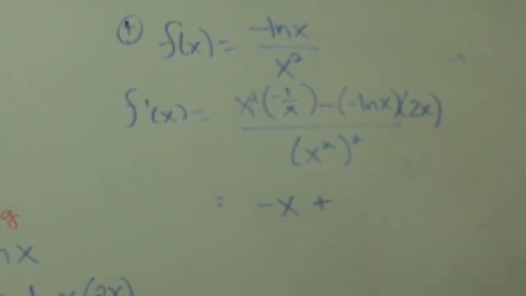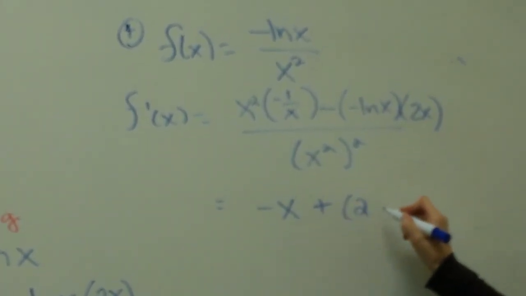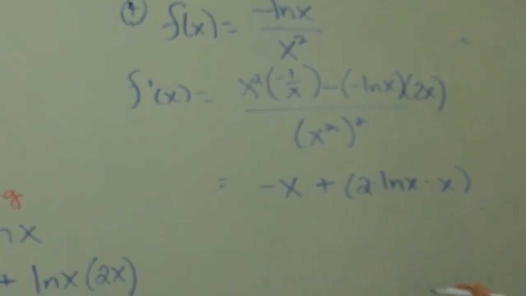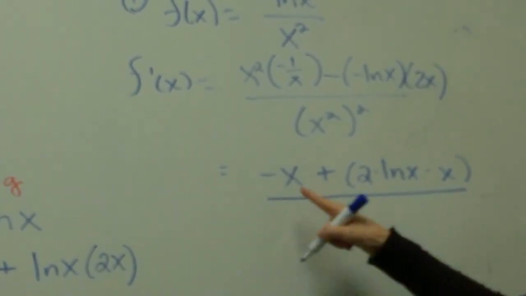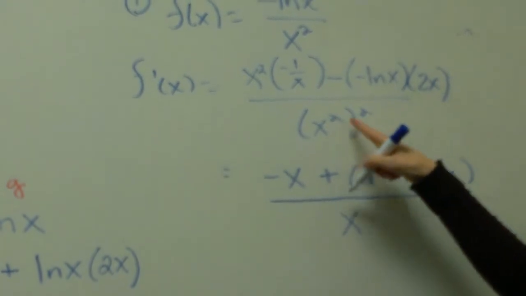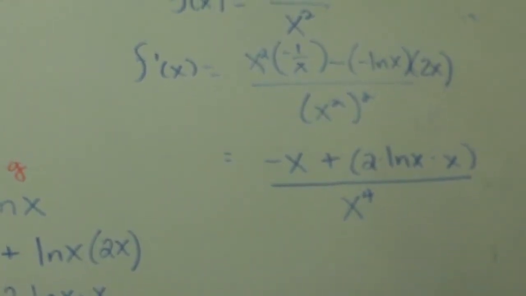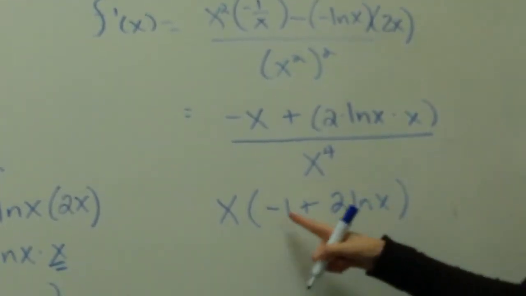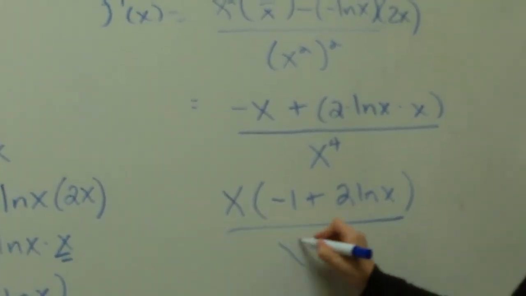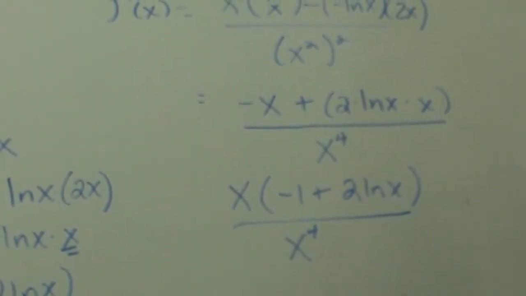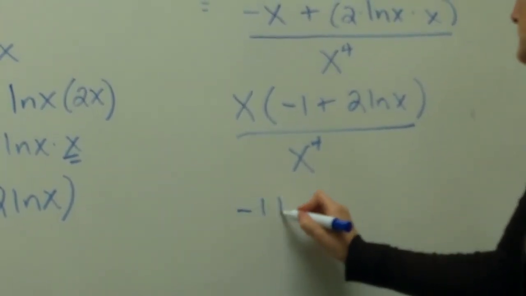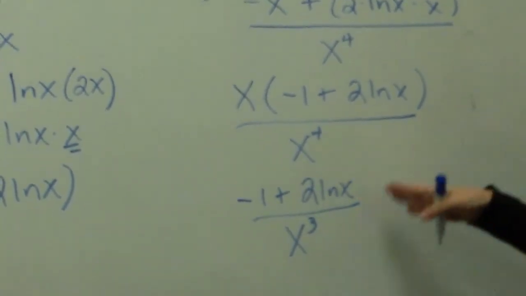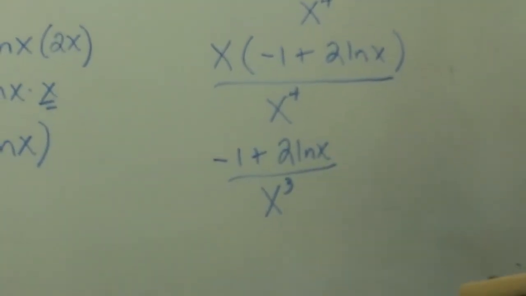Minus a negative can turn to plus. We can do the same thing by making it 2x ln of x, so that we can see that common factor of x up top. And x squared squared is x to the 4th. So again, we can pull out an x and be left with negative 1 plus 2 ln of x all over x to the 4th. And finally, divide out our x's. So the final derivative in a form that I can find critical values, it looks like this.